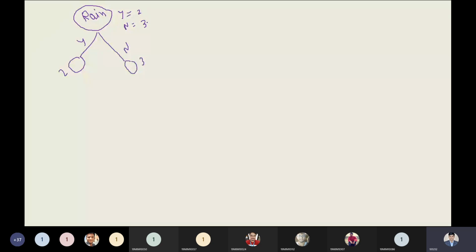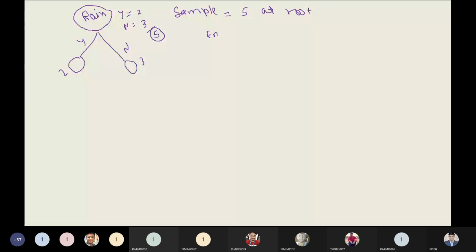So the total number we have here is 2 plus 3, that is 5. The total number of samples at the root level we have here is 5. I can write it like this: 5 at the root. Now, is this point clear? Yes, tell me, is it clear? Yes, sir. Okay.